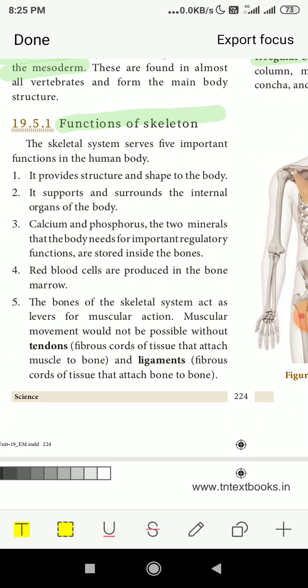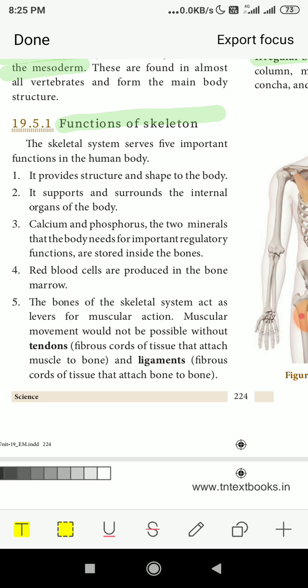Now functions of the skeleton, it's very important. The first point is it provides structure and shape of the body. It only gives a shape to our body. Next, it supports and surrounds the internal organs. It surrounds them and prevents injury to the internal organs. Calcium and phosphorus are the two minerals that the body needs for important regulatory functions, and they are stored inside these bones. Red blood cells are produced in the bone marrow.